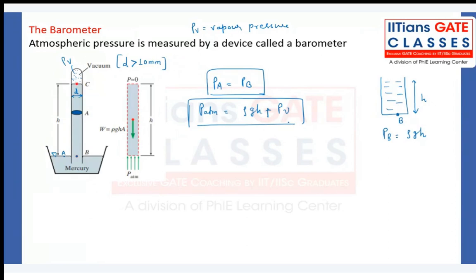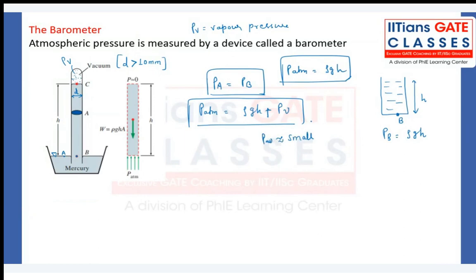But who is creating the trouble for me? The PV value. Yes or no, guys? Whatever the PV value is, that is what is creating trouble for me. So now tell me, if I want to measure P atmosphere directly by the reading of rho gh, then what can we write? Simply, PV has to be very, very small. For that purpose only, my dear friend, we use it.